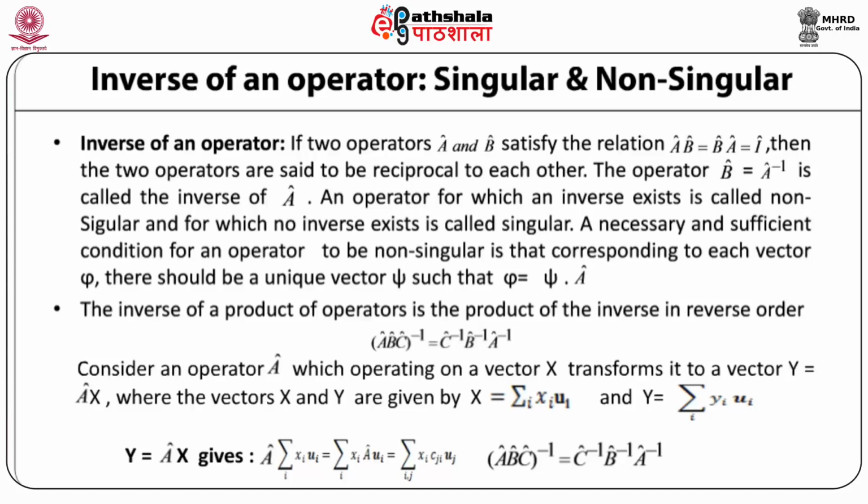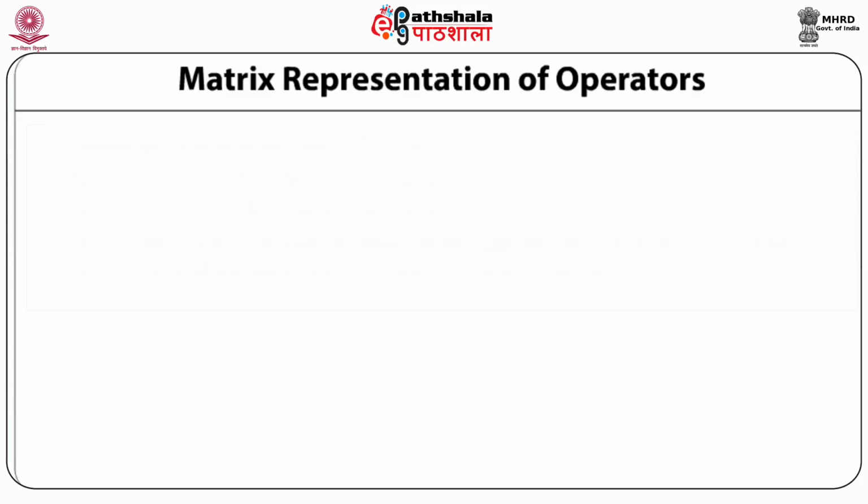So we have the vector y equal to operator A acting on x, which gives operator A acting on summation over i xi ui is equal to summation over i xi operator A acting on ui is equal to summation over i, j xi cji uj. Matrix representation of operators.